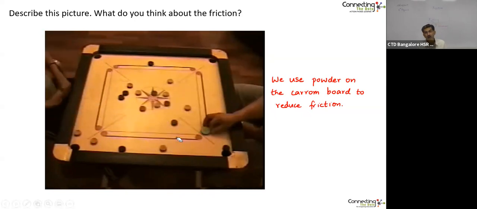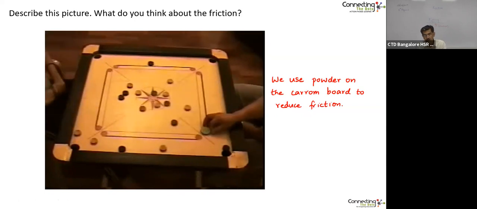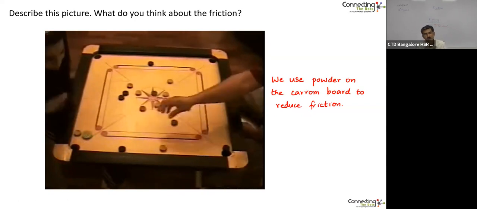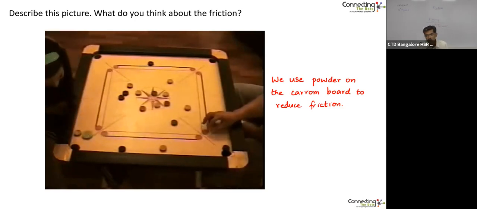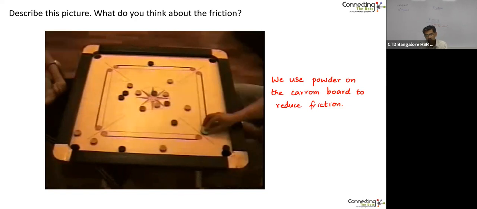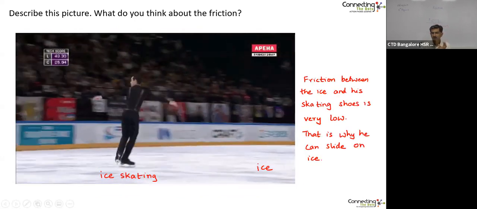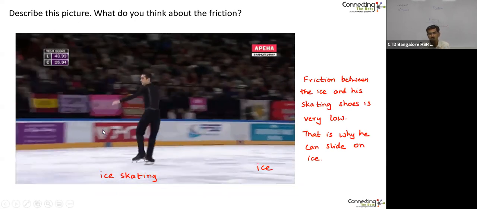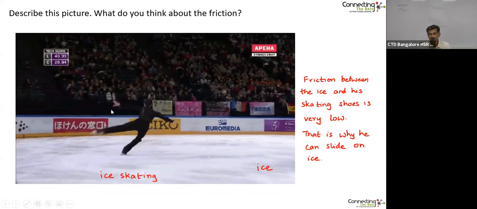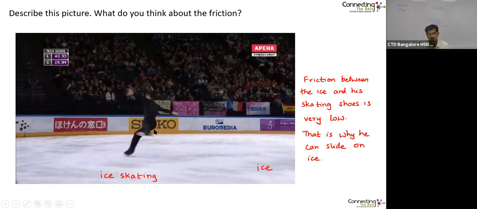If the friction is high, it won't move smoothly over the board. You'll have to hit it much harder. None of the other pieces will move so easily, and so on. So you reduce the friction by using a certain kind of powder. So all of these examples, and we've seen 3 examples here. This is an activity where you want the friction to be low. You want friction to be low so that the person can slide easily across the ice.